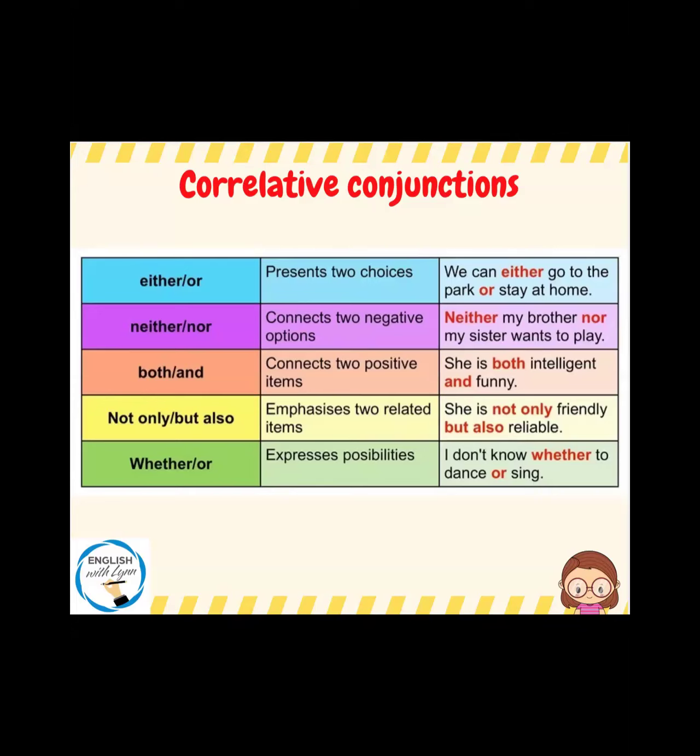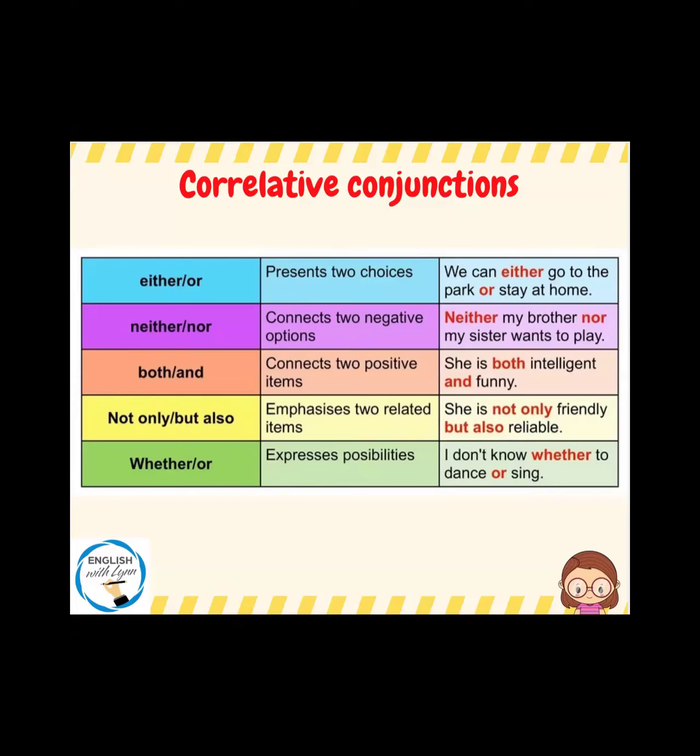You would use not only, but also, and notice that correlative conjunction there has two words for each part of it, and you need to be careful of that because often people will highlight the but and forget the also part of it. And what that is used for is to emphasize two related things. So she's not only friendly, but also reliable. So again, that emphasizes the two qualities that that person has.